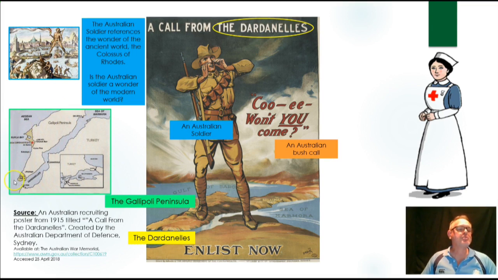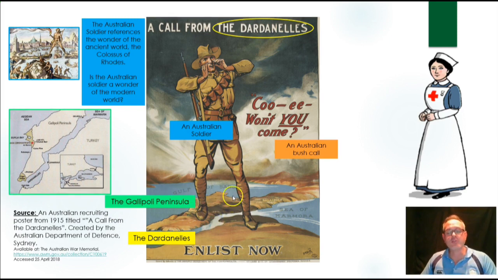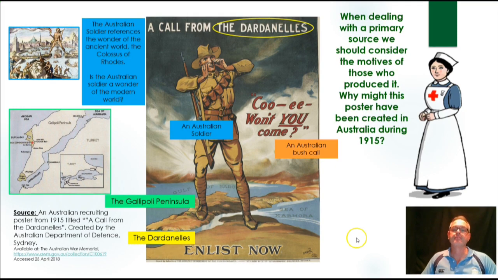Let's have a look at this map source. Hopefully you can recognise some similarities between this shape on the map and this shape here. This is the Gallipoli Peninsula. This is mainland Asian side of Turkish territory. You might see it over here. And you can see now Australia is standing across the Dardanelles. Let's take a moment for you now to respond to this question.